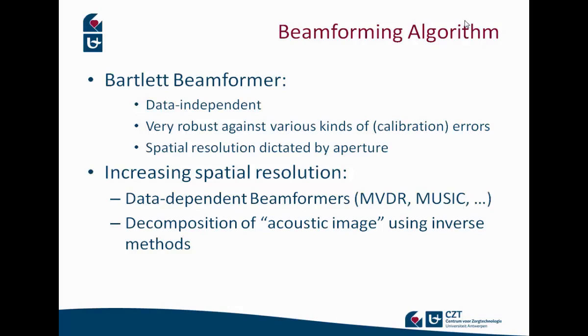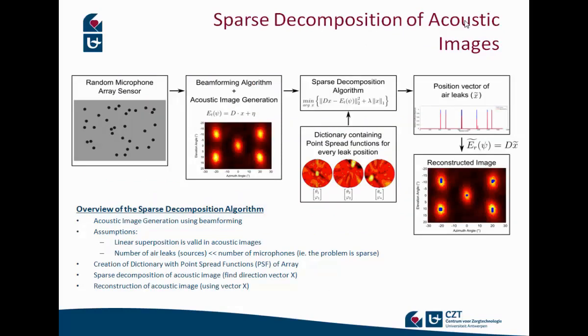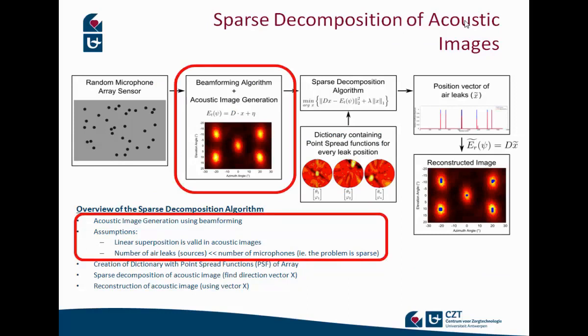So what we propose is that you make your acoustic image using this classic beamformer, and then you use a sparse representation inspired method like compressed sensing to decompose this image into its atoms, into its individual reflectors. So how does it work? You have this random microphone array, and you make your acoustic image. On the x-axis is the azimuth angle, on the y-axis the elevation angle. It should not be square. It's basically on a sphere, but for easier visualization, I just made it flat.